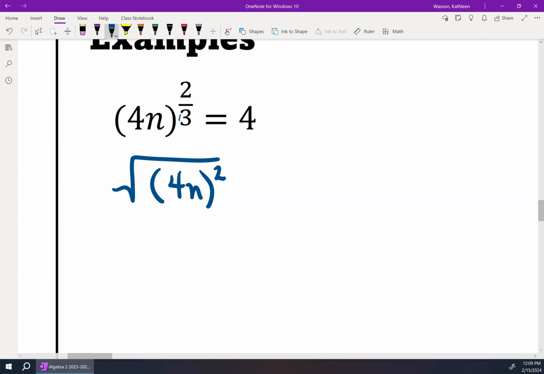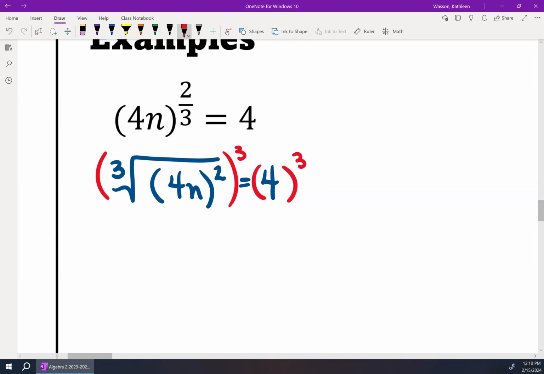The numerator is an exponent. The denominator is a root, its index. This is equal to 4. These two equations are equivalent to each other. We'll use the steps that we just wrote to solve. We need to systematically undo everything and break this n out of the groups. So first, we will raise to the third power, the power of the index.